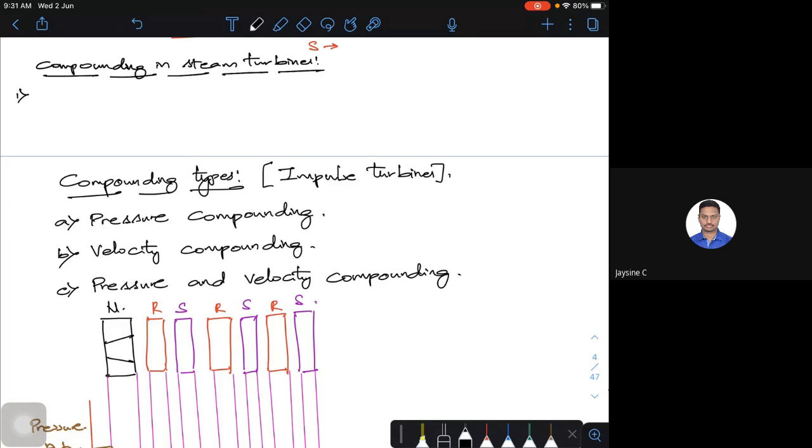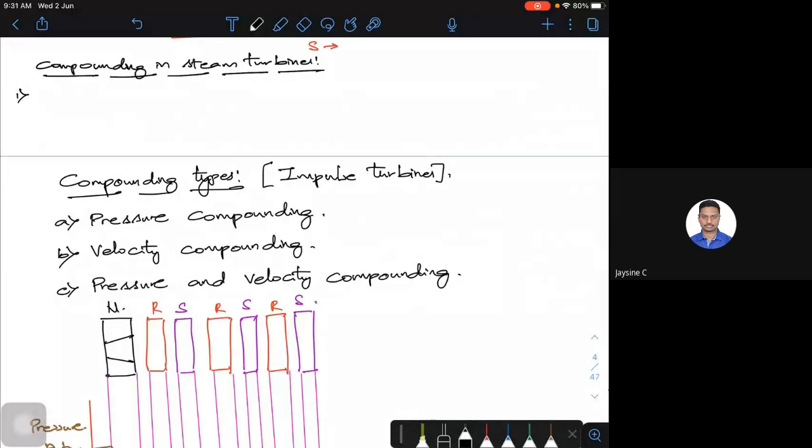Sir, basically, why we do compounding means initially the pressure of the steam will be very high, sir. If it enters the turbine blade, it can have only a certain RPM. Above that, it cannot run, sir. So when we do compounding, at each stage we are going to divide, sir.